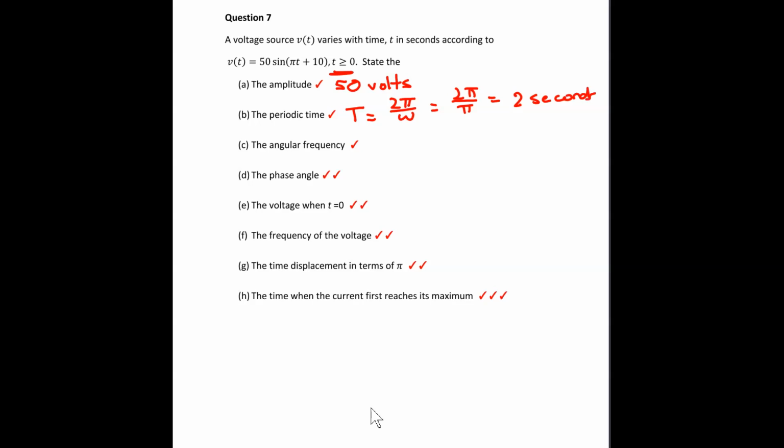Now the angular frequency is omega, and omega is pi, because the standard form of one of these is y equals a sine omega t plus alpha. You're asked to find the phase angle. The phase angle is 10 volts.